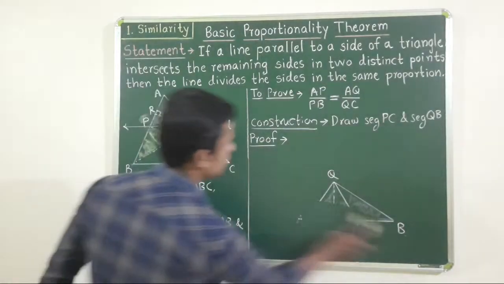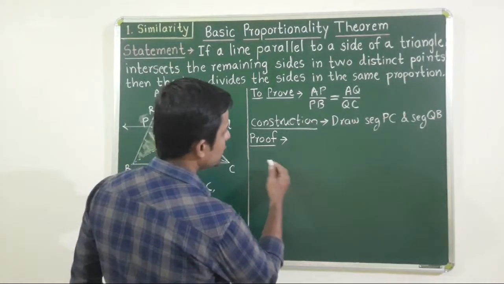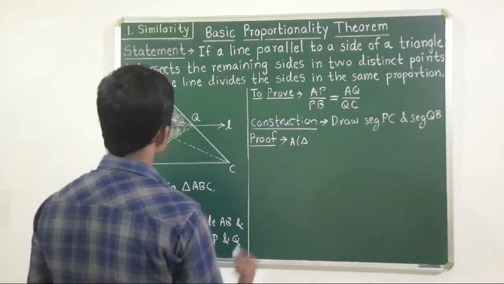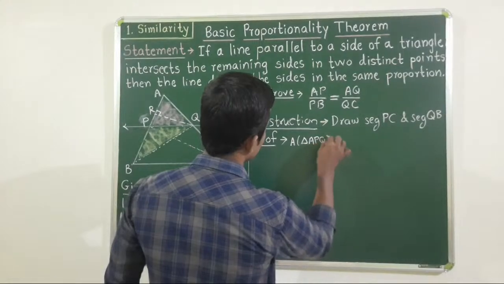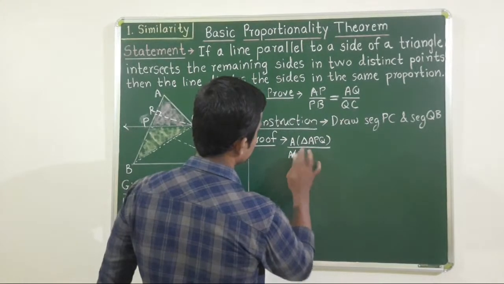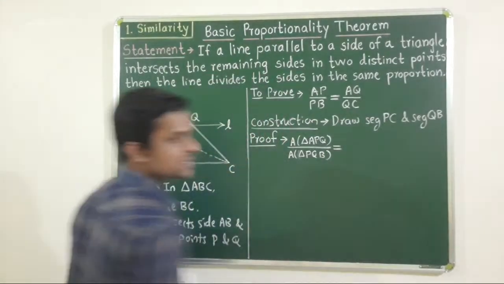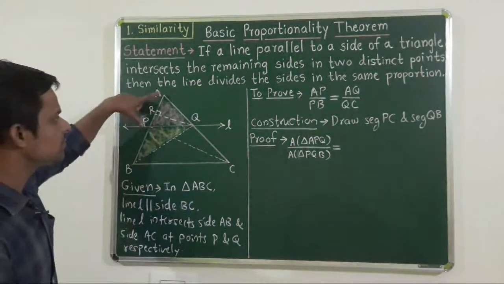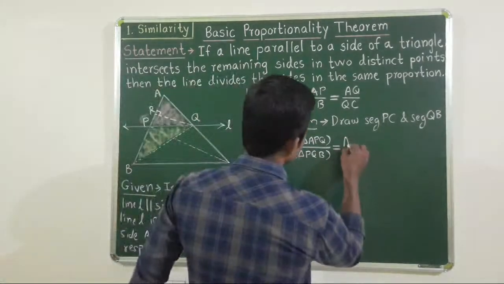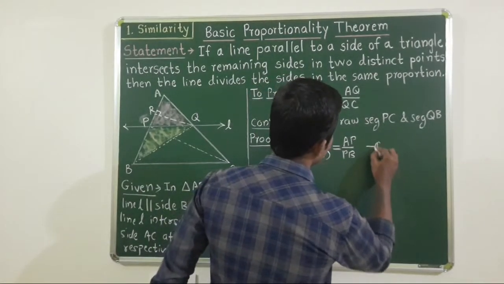I am going to write this statement here. That is area of triangle APQ upon area of triangle PQB, since these two triangles are having the same height, therefore the ratio of their areas will be equal to the ratio of their corresponding bases, that is AP upon PB. Suppose this is statement number 1.